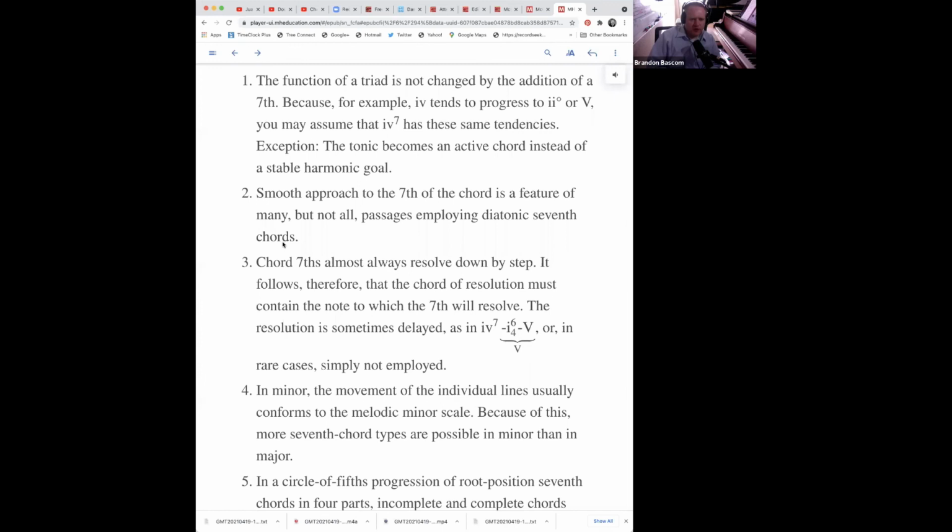And then G, what's G in the key of F? 2. What comes after 2? 3. What? Pete says 5 with a C. And then we're back to 1, yeah?